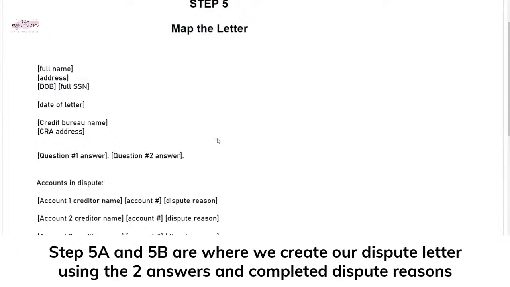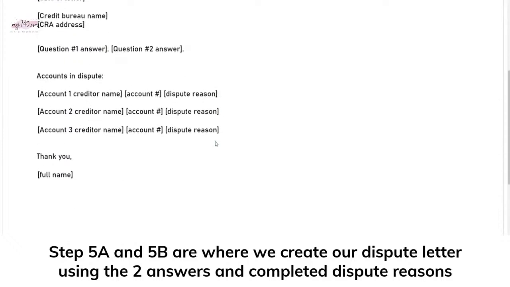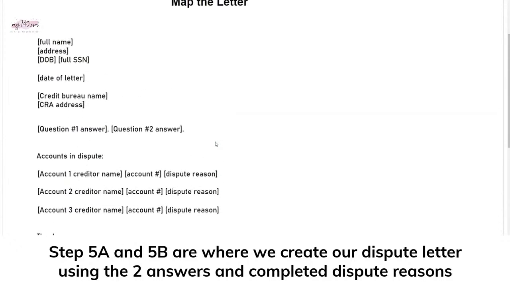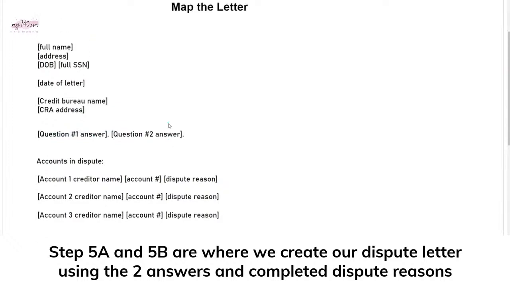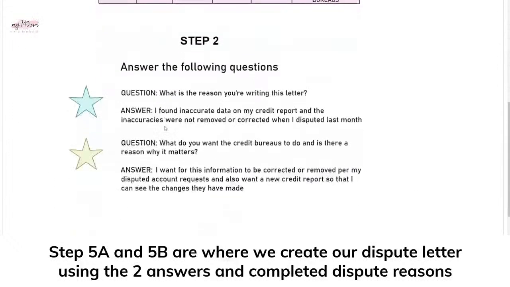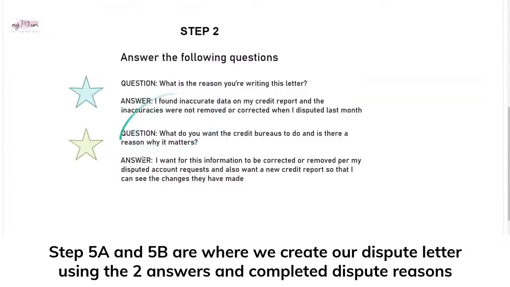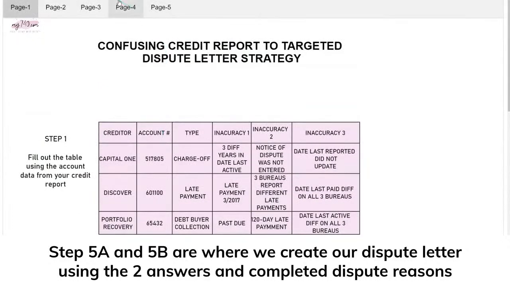So step number 5 is mapping the information to our letter. And you can see this is really, really straightforward. So we have full name, address, date of birth, full social. We have the date of letter, and we're using today's date. We're not backdating. Don't do that. Credit bureau name, credit bureau address, and then the answers to question number 1 and 2, and then the accounts in dispute. And then we're taking the actual account information, creditor name, account number, and the reason directly from the table. And then that's it. You're saying thank you and put in your name.